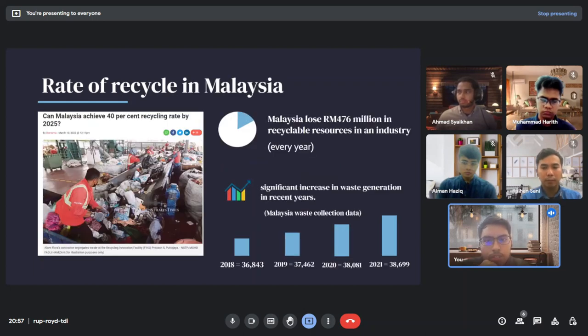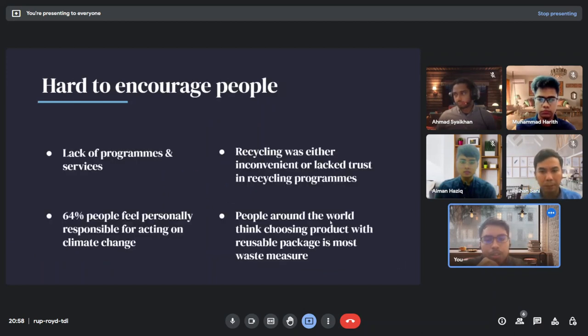So let's talk about the rate of recycle in Malaysia. From this news, we can see that Malaysia aims to achieve a 40% recycle rate by 2025. Before that, Malaysia lost 4,076 million in recycled resources in an industry every year. It's a significant increase in waste generation in recent years. This graph shows that during 2018 there were 30,000, and until 2021 it increased until 38,699.